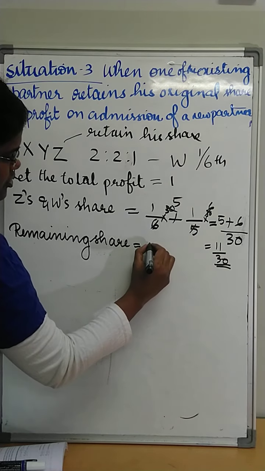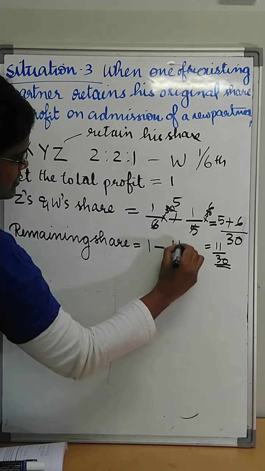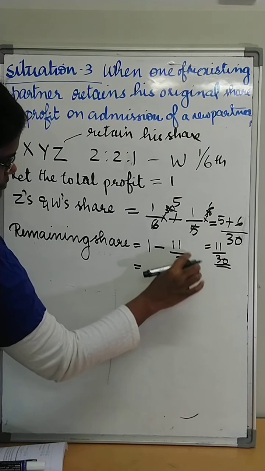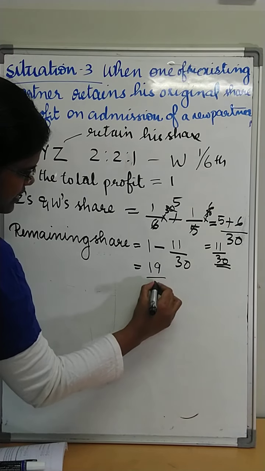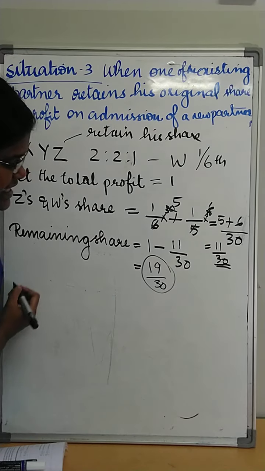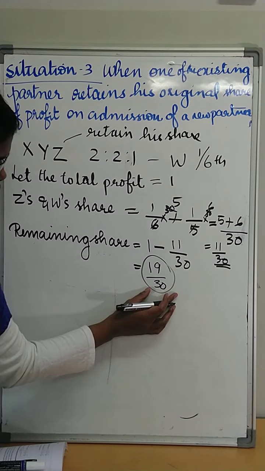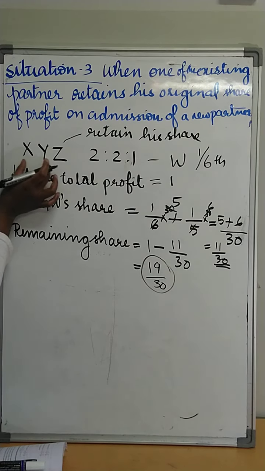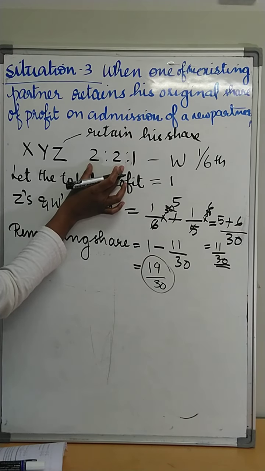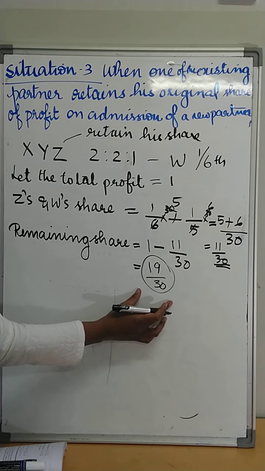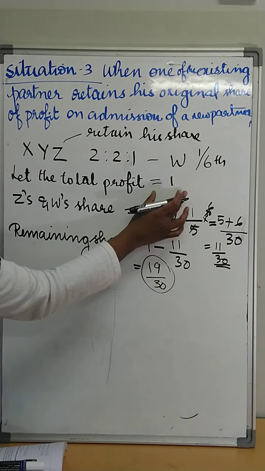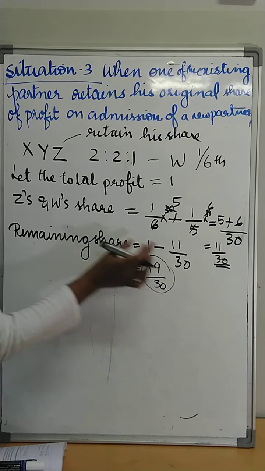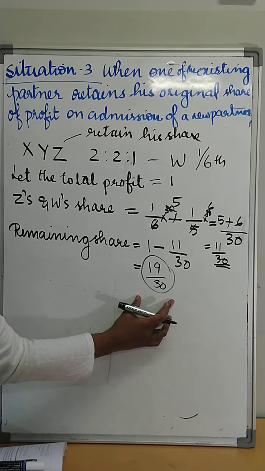Remaining share is equal to 1 minus 11/30. That is 30 minus 11, 19/30. So we have 19/30 with us now. Now I am going to distribute this 19/30 to X and Y in their profit sharing ratio, that is 2:2. Out of 1 we have reduced Z's share and W's share, so the remaining is 19/30.